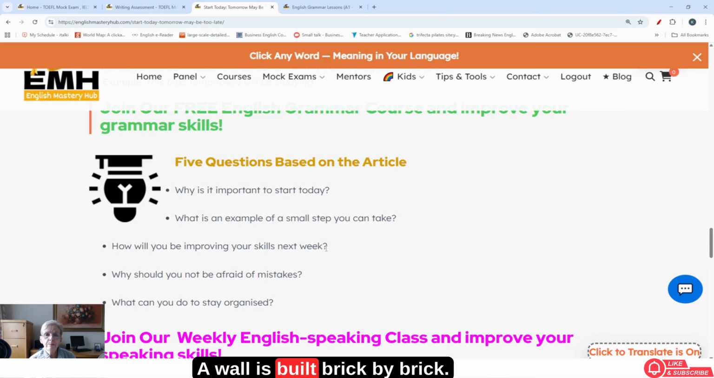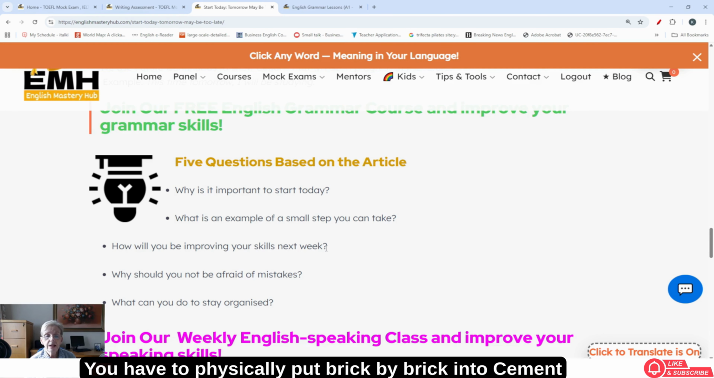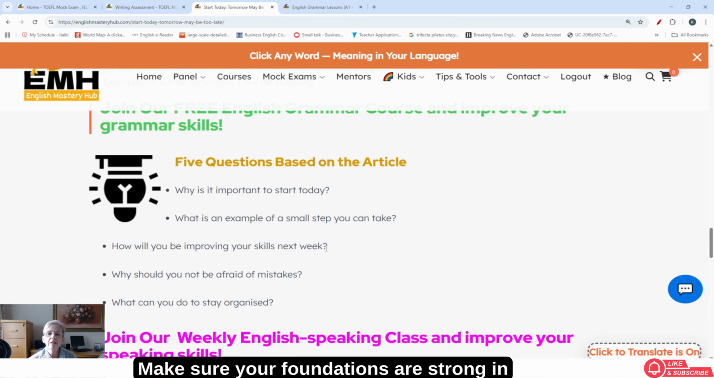A wall is built brick by brick. You cannot just erect a wall out of nothing. You have to physically put brick by brick into place, cement that brick in place, make sure your foundations are strong in your learning journey before you can continue.